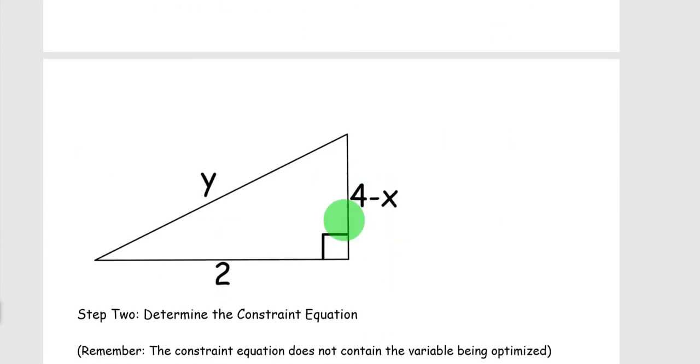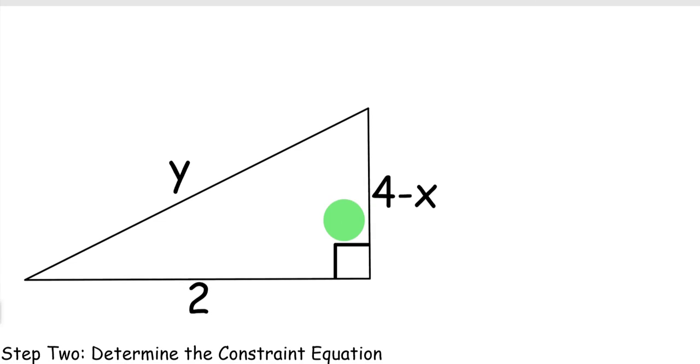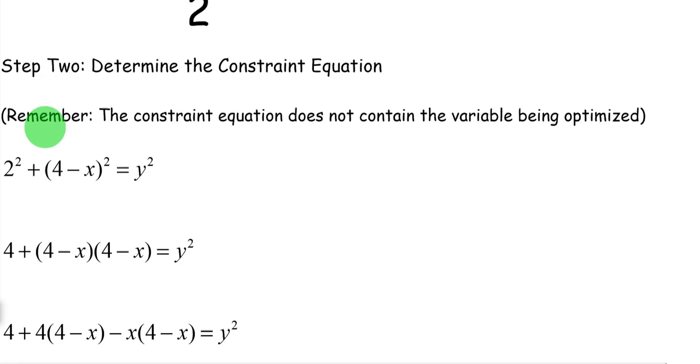Now, I did jump the gun a little bit. I said assign words to variables, but actually I'm still on step 1, which is just drawing a picture. We do need to draw this triangle because ultimately, in order to do an optimization equation, you're dealing with some sort of shape almost always. And in this case, it's going to be a triangle. But this does lead us to the next step, which is to determine our constraint equation.